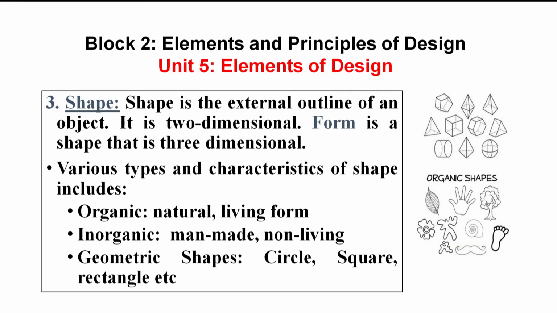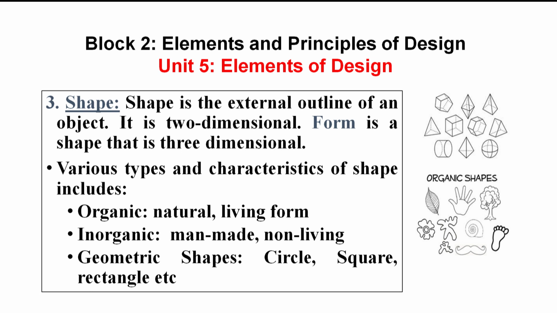The third element is the shape. Shape is the external outline of an object. It is two-dimensional, and sometimes we get confused between shape and form. Sometimes we use the term shape or form for the similar thing, but there is a difference. Shape is the external outline, though form is also the external outline of any object, but shape is two-dimensional and forms are the shapes that are three-dimensional.